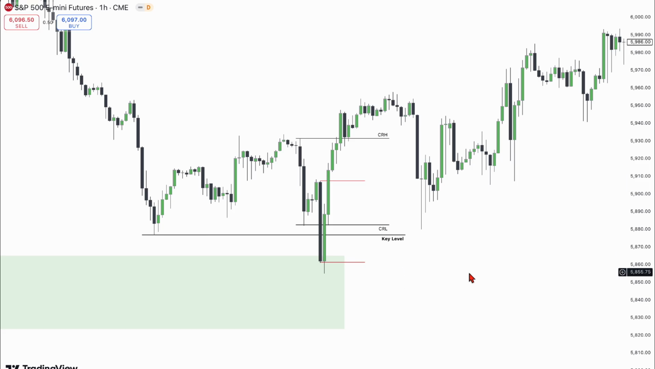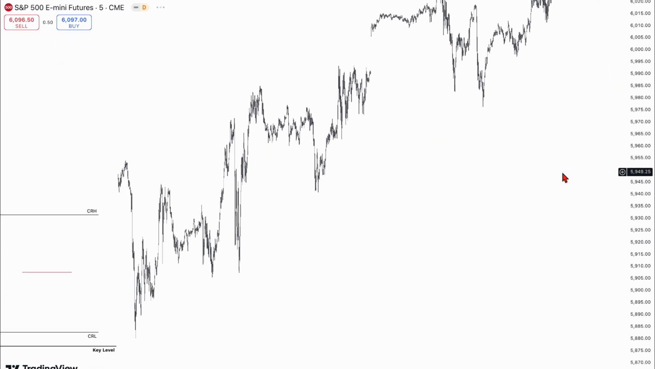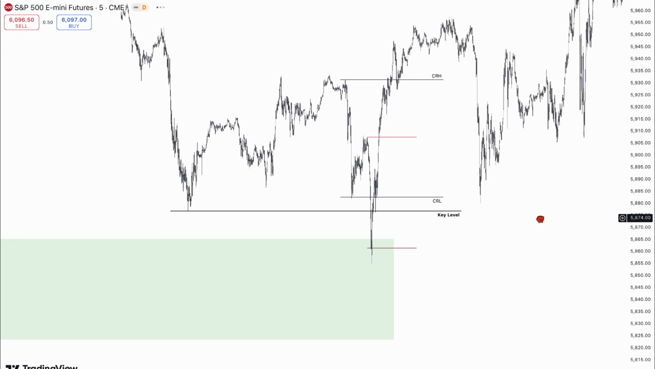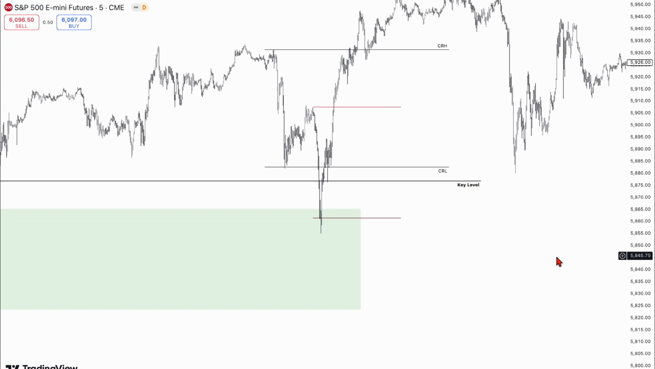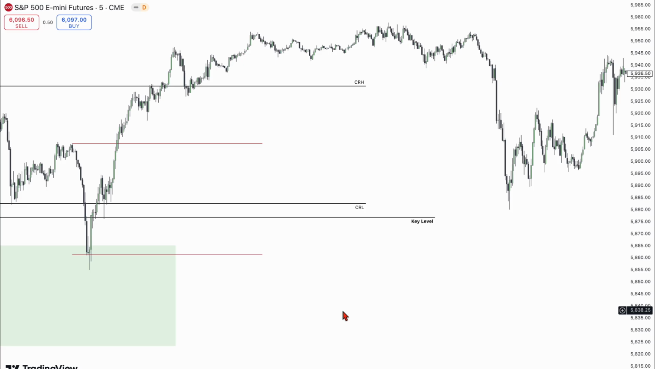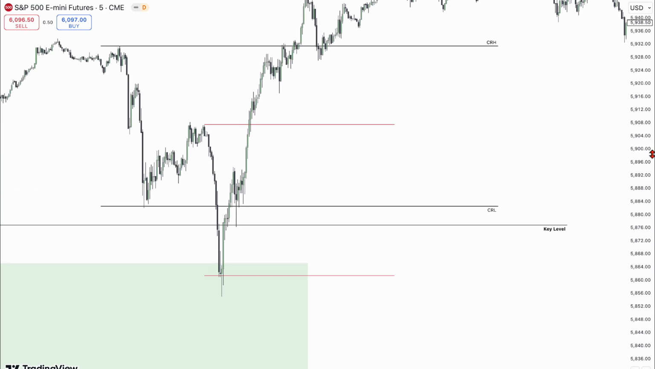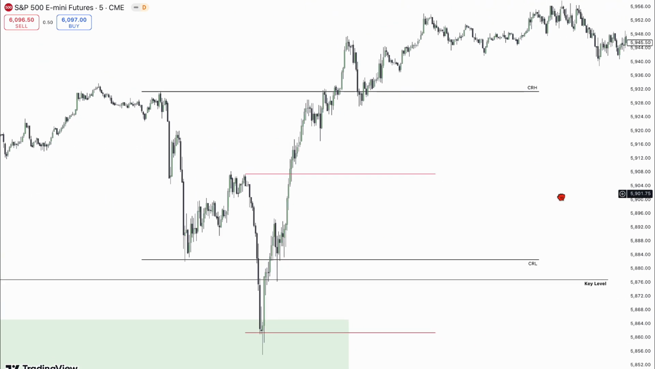Now let's switch to an even lower time frame and see how the entry models work. Let's hop onto the 5-minute chart. Remember, it's crucial to pay attention to time frame selection and alignment and follow this properly.